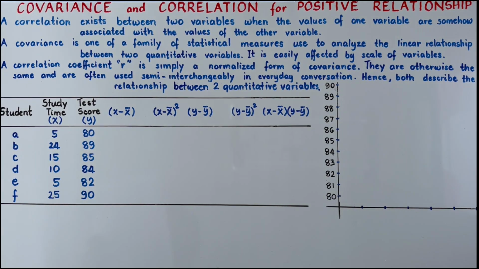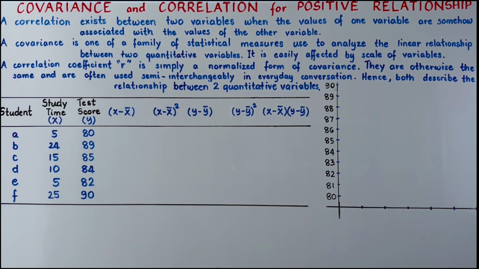While a covariance is one of a family of statistical measures used to analyze the linear relationship between two quantitative variables. Take note that this covariance value is easily affected by the scale of variables, which means that if you multiply the variables by some other constant, then the value of the covariance is changed. Now, this correlation coefficient R is simply a normalized form of covariance. They are otherwise the same and are often used semi-interchangeably in everyday conversation. Hence, both measures describe the relationship between two quantitative variables.